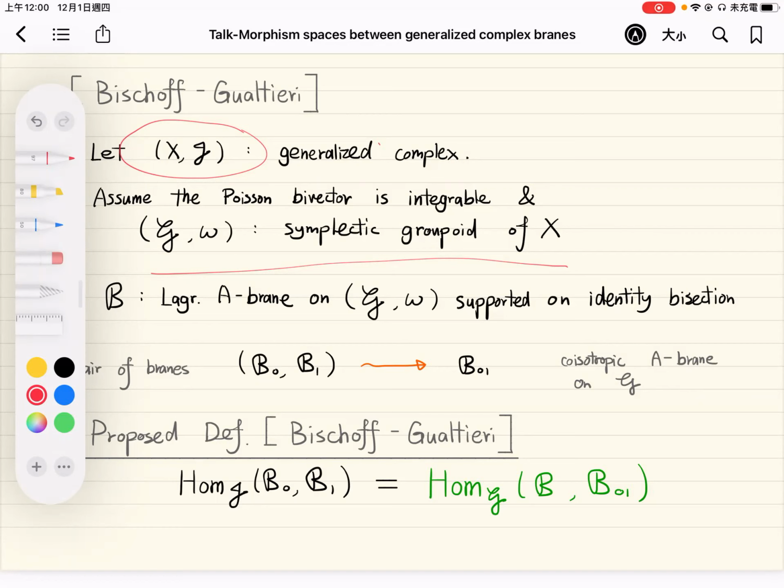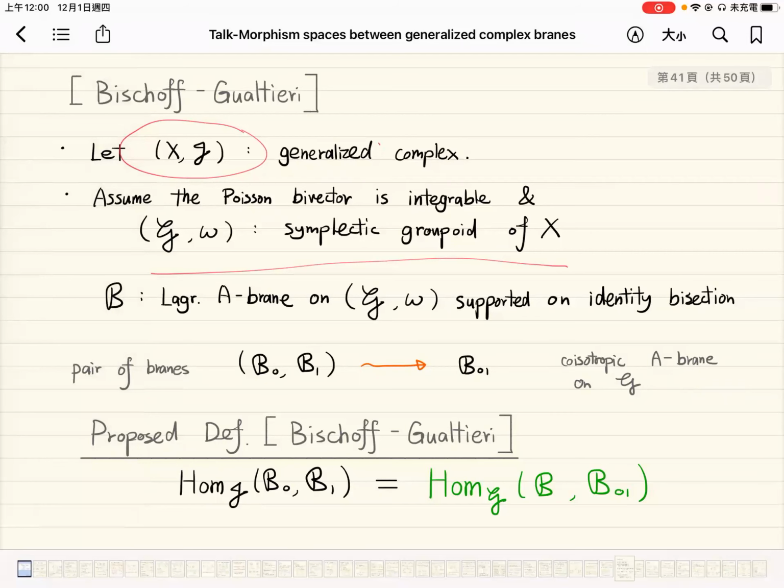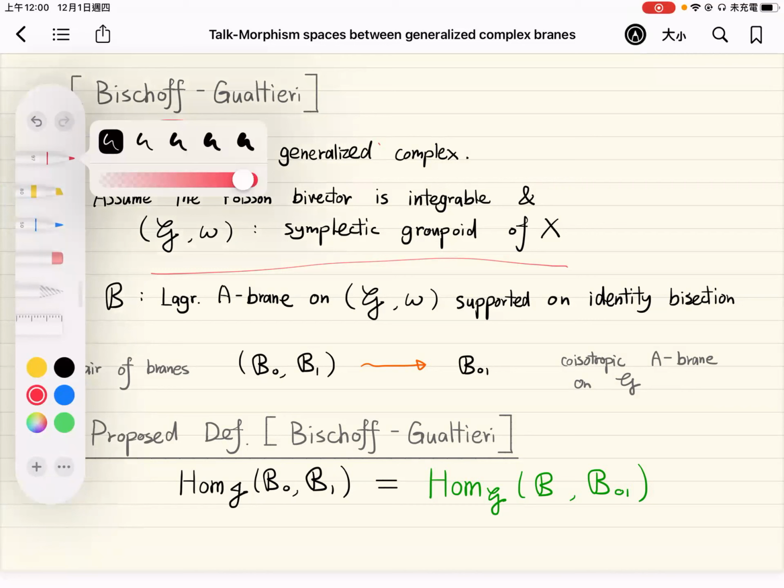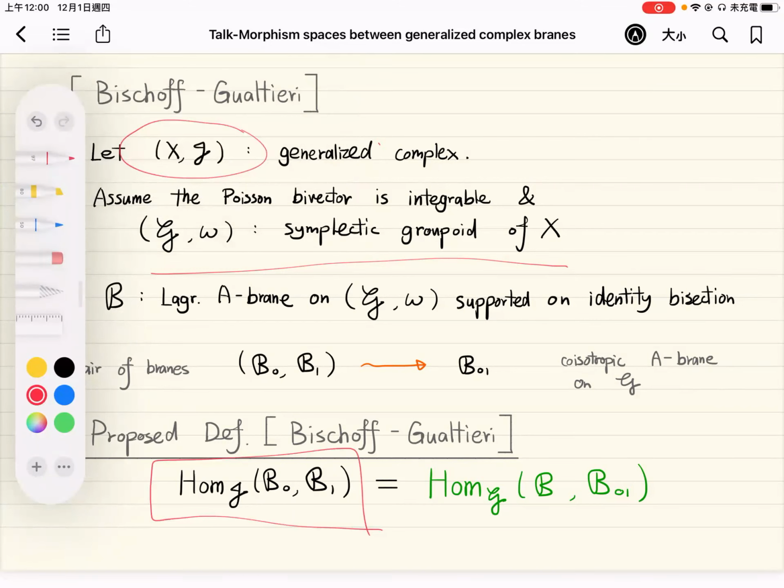And it is expected that a pair of generalized complex branes, B0 and B1, give rise to a coisotropic A-brane on the symplectic groupoid. And the proposal is saying that we can just take it as a definition. We define the morphism space for this pair of generalized complex branes as the morphism space between two coisotropic A-branes on the symplectic groupoid.